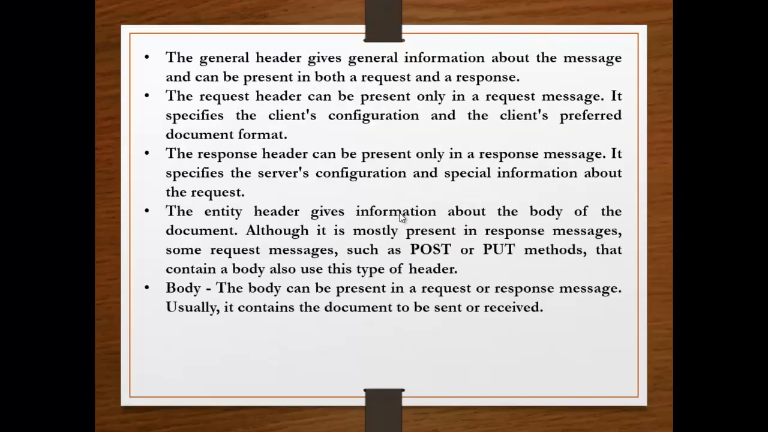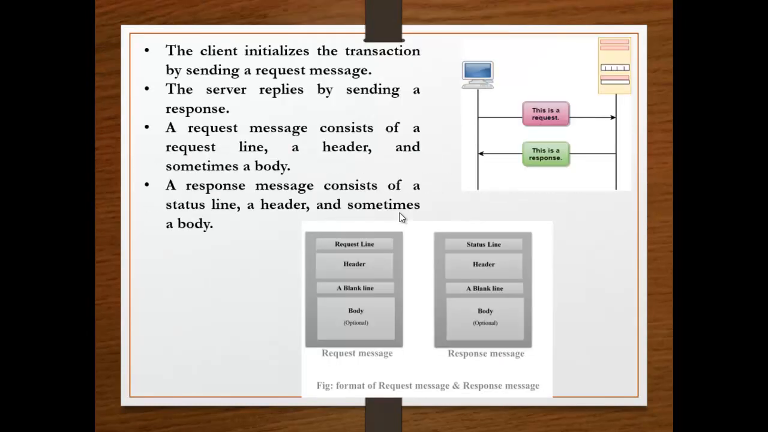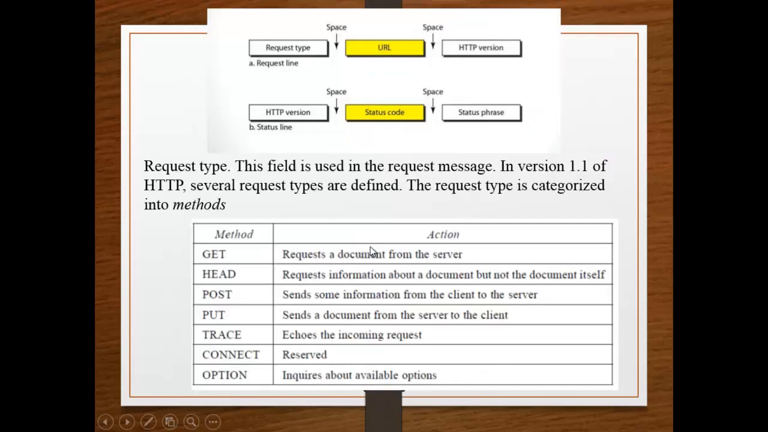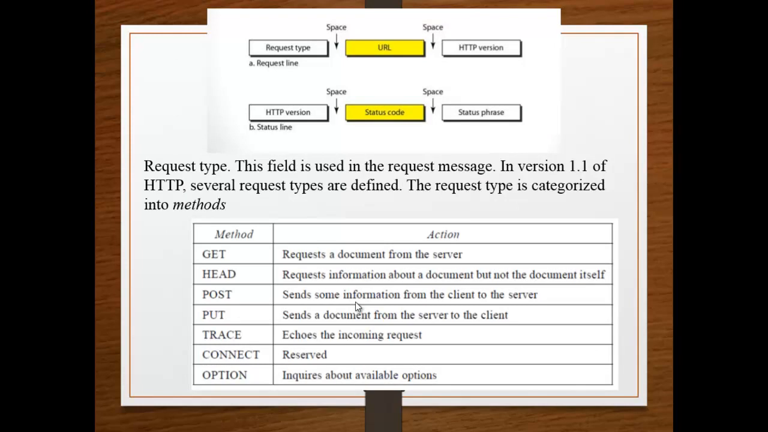Okay, so that's all with HTTP. In HTTP, the major topic you have to understand is the format of the messages. You may be asked to explain the format of a request message and response message. Then you need to explain about the request line, what are the request type, the URL, HTTP version, and the header, the different types of header, what are the things that will be there in a header. All those things you need to explain. So that's all with HTTP.